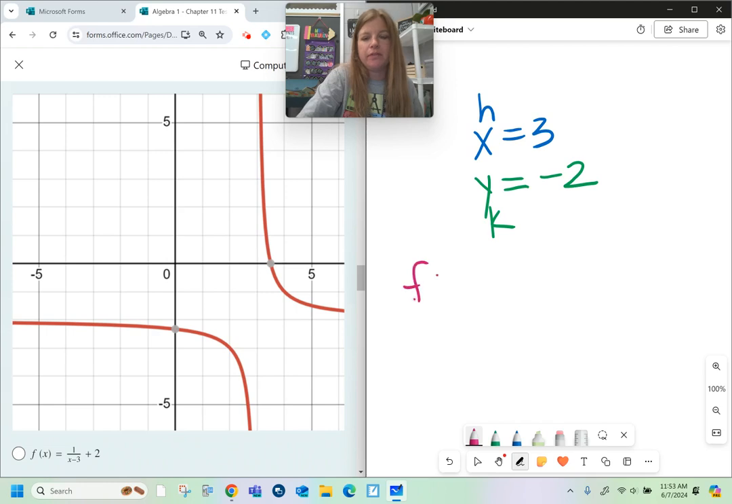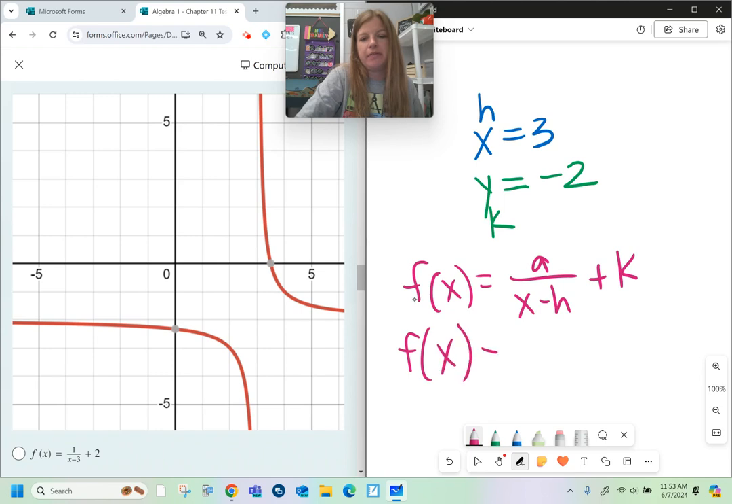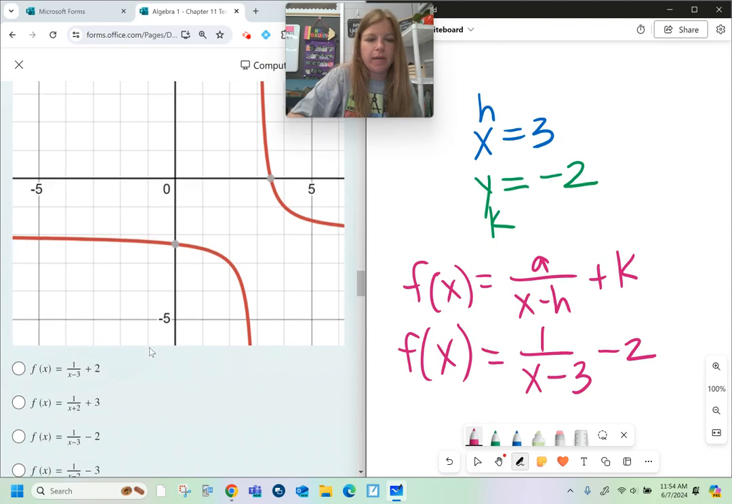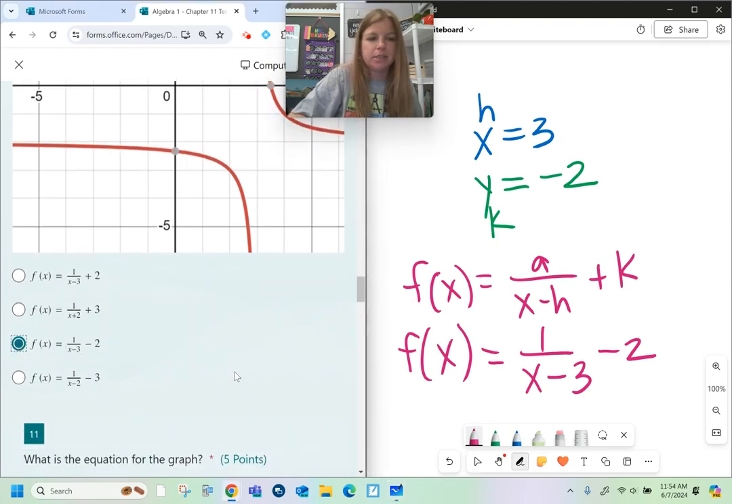Now, when I look at the function, f of x equals a over x minus h plus k, and I plug those numbers in, I would then be looking at f of x equals, I'm just going to call my a value 1. It looks pretty standard. X minus, what's my h? 3. And then what's my k? It's minus 2 at the end. So I'm looking at 1 over x minus 3 and then minus 2.